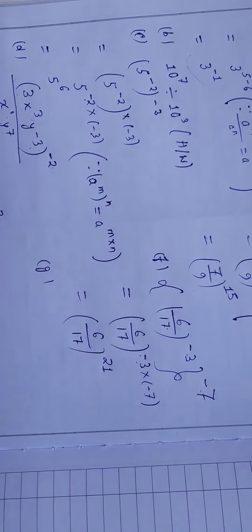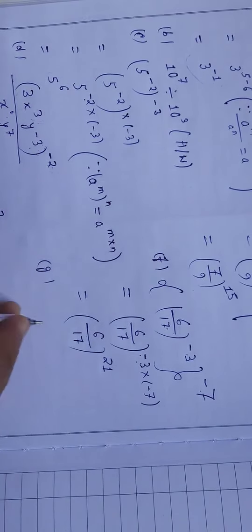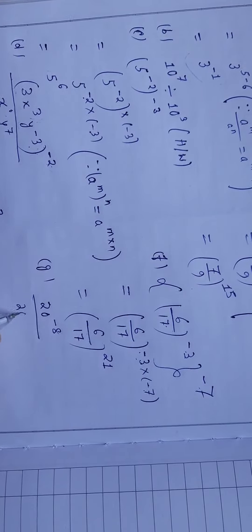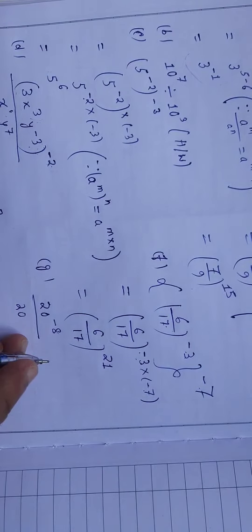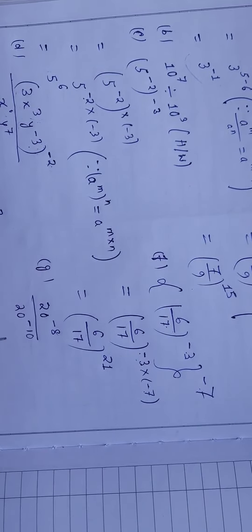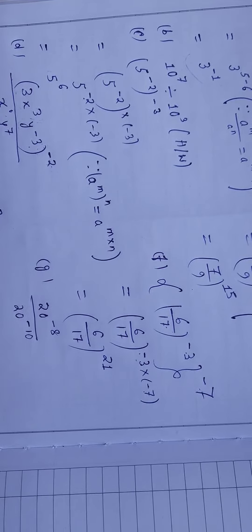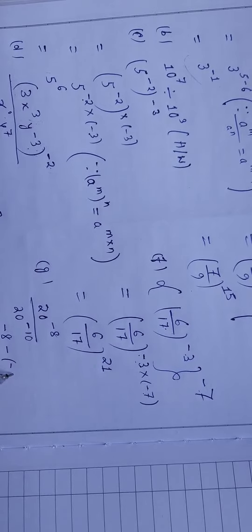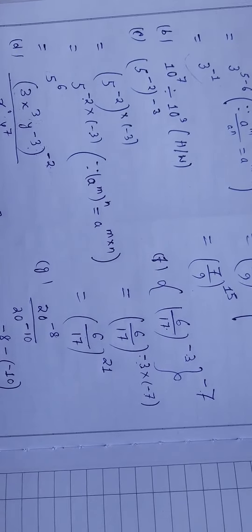Next question is 20 to the power minus 8 divided by 20 to the power minus 10 equals 20 to the power minus 8 minus of minus 10.